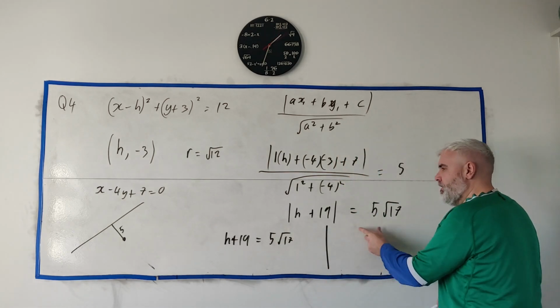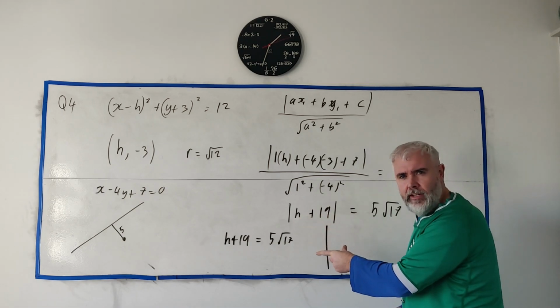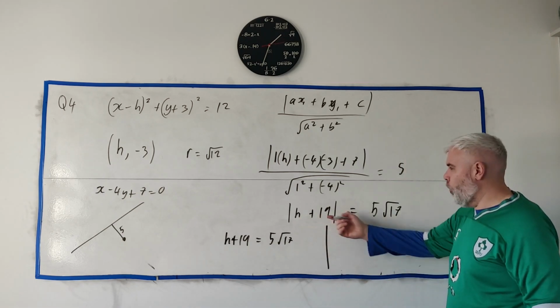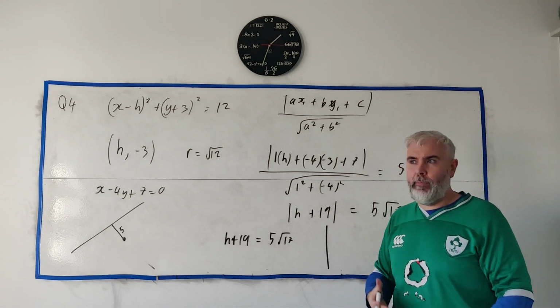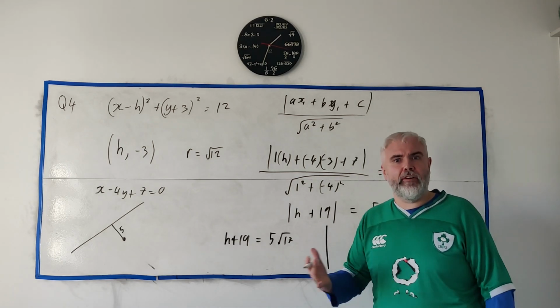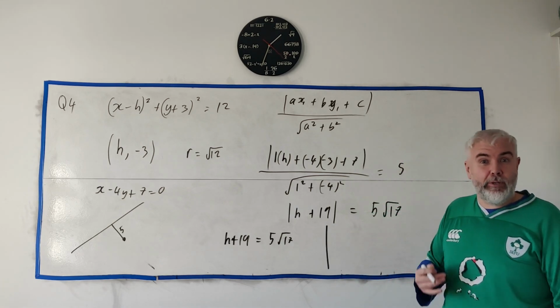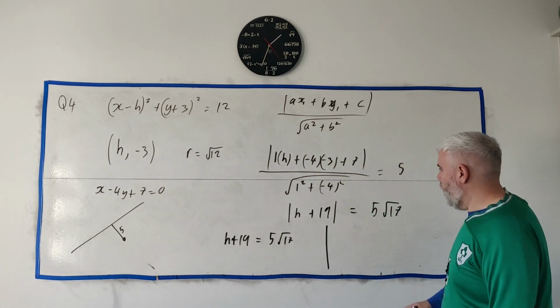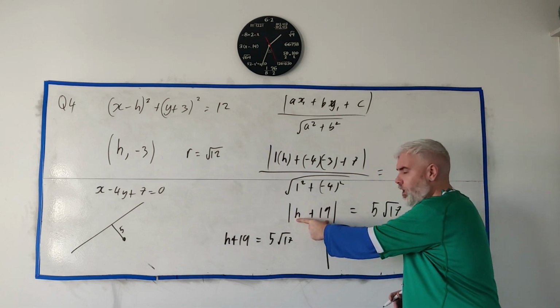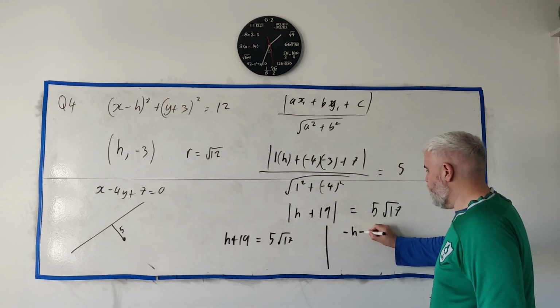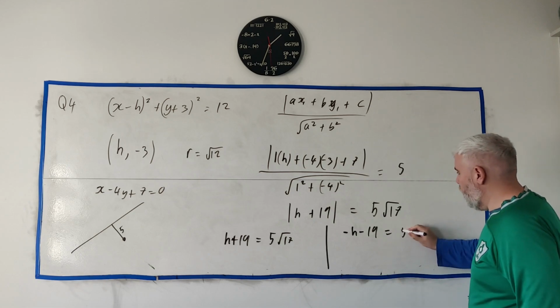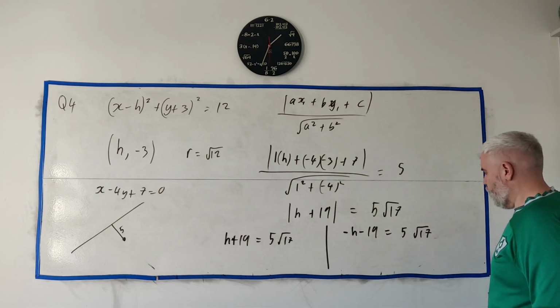In the other world, what if in here was a negative and we had to multiply it? So when you get a negative in an absolute value, like the absolute value of minus 5, we turn it into a positive. How do you turn it into a positive? You multiply it by a minus 1. So if this was negative, we'd end up multiplying it by minus 1. So we get minus h minus 19 is equal to 5 square root of 17.